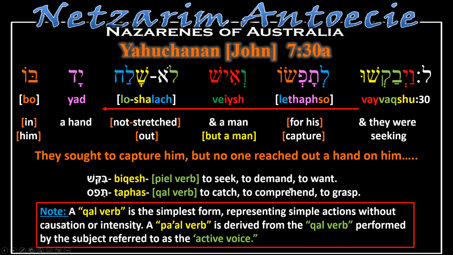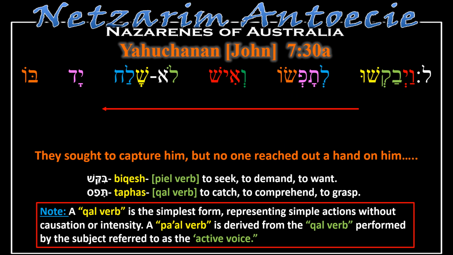I've given you bakesh, to seek, to demand, to want. And then I've also given you that a kal verb is the simplest form, representing simple actions without causation or intensity. And a pa'al verb is derived from the kal verb, performed by the subject, referred to as the active voice. So I'm just giving you a bit of added grammar notes. So now let us read that.